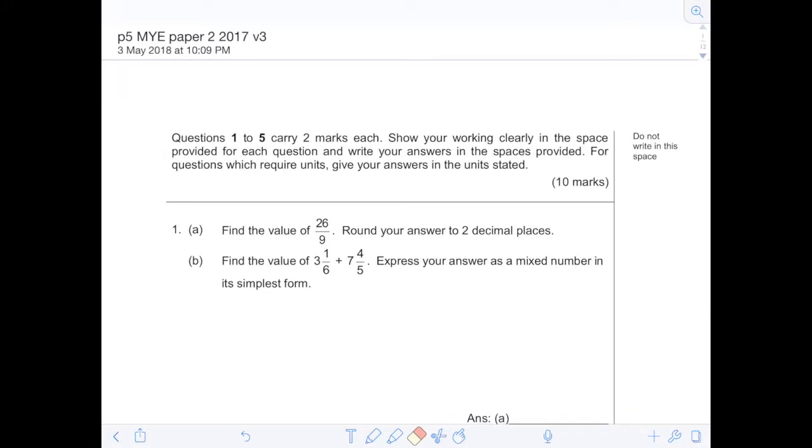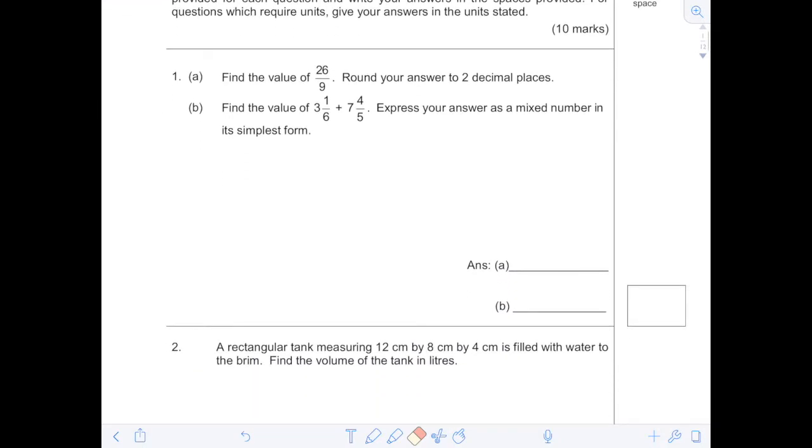Alright, so this is the 2017 Media Exam Paper 2. I'm going to start now. For question 1A, find the value of 26/9. You want your answers to two decimal places.